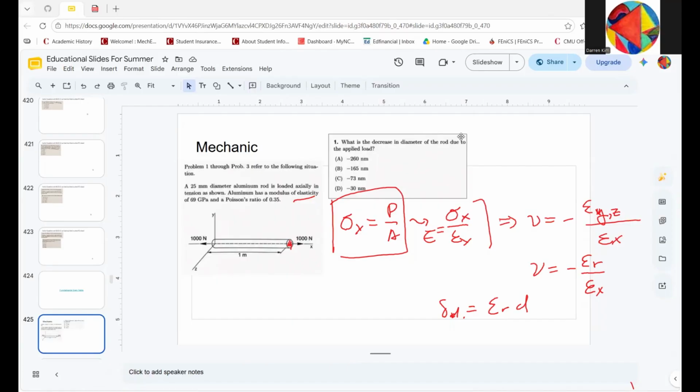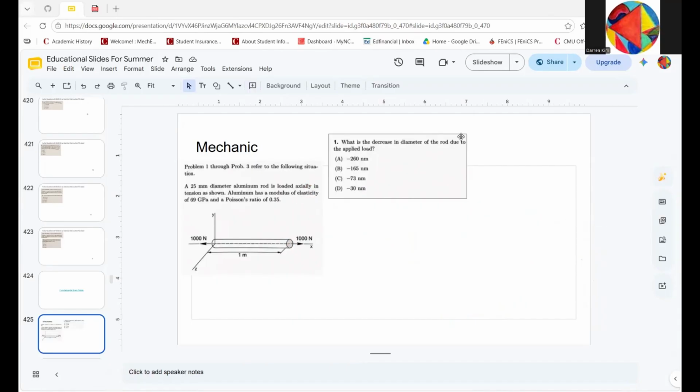A 25 millimeter diameter aluminum rod is loaded axially in tension. I don't really like "axially"; the "ly" seems wrong to me. In tension as shown, aluminum has a modulus of elasticity of 69 gigapascals and a Poisson ratio of 0.35. So with that said, we can do this now.